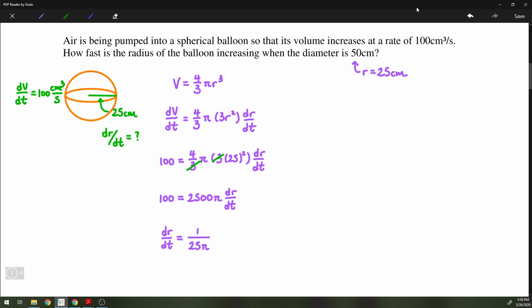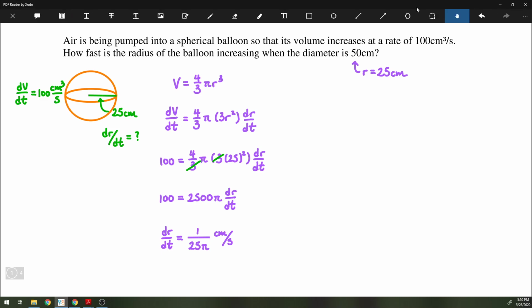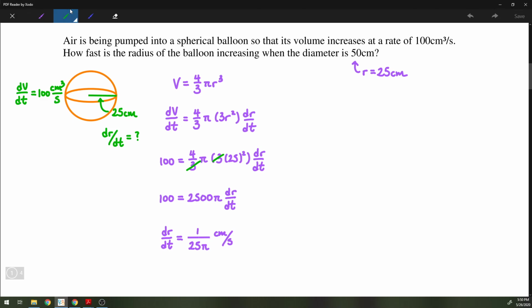And then the units for this would be centimeters per second. Okay. So as you can see here, we started by labeling our diagram on the left. We related the two variables in question, and then we used implicit differentiation, substituting with the values, and finally we found the rate. So that's going to be the pattern for the rest of these examples here.